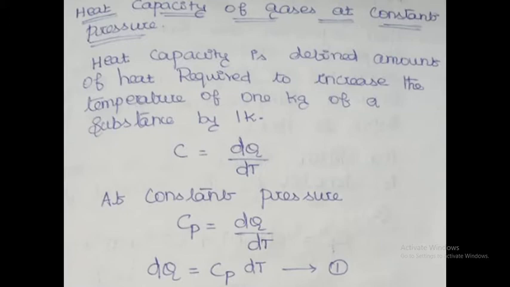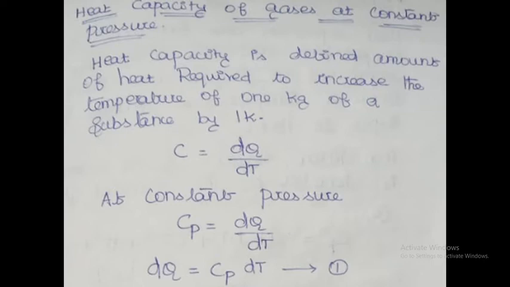What is heat capacity? It is defined as the amount of heat required to increase the temperature of 1 kg of a substance by 1 degree Kelvin. It is mathematically written as C = dQ/dT. C is the heat capacity, dQ is the change in heat, dT is the change in temperature. Are you clear or not?